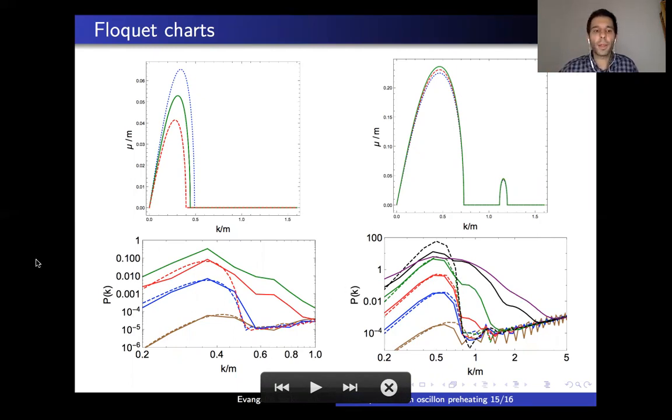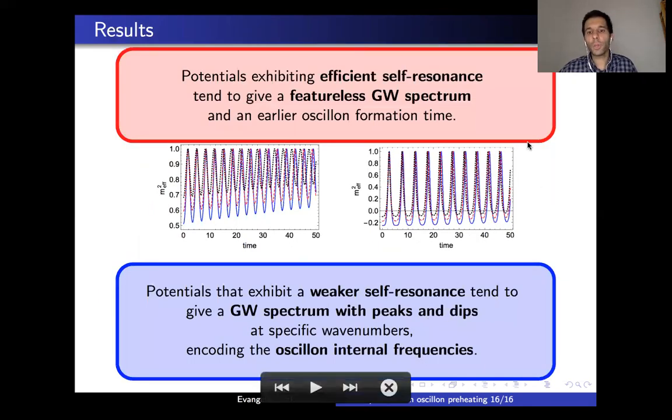But we also see that the scalar power spectrum in the case of axion monodromy grows much weaker than in the case of plateau potentials. Now, at the end of the day, we can also check the effective mass of the two models, and the effective mass of the plateau potential has a large, significant negative part. Because plateau potentials actually have a V prime prime that's negative, they exhibit tachyonic resonance, whereas axion monodromy potentials exhibit traditional parametric resonance. So it seems like potentials exhibiting efficient self-resonance tend to give featureless gravitational wave spectra and an earlier formation time.